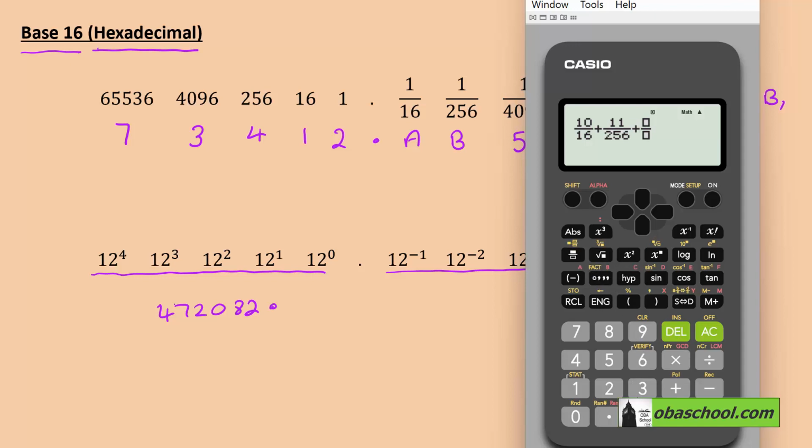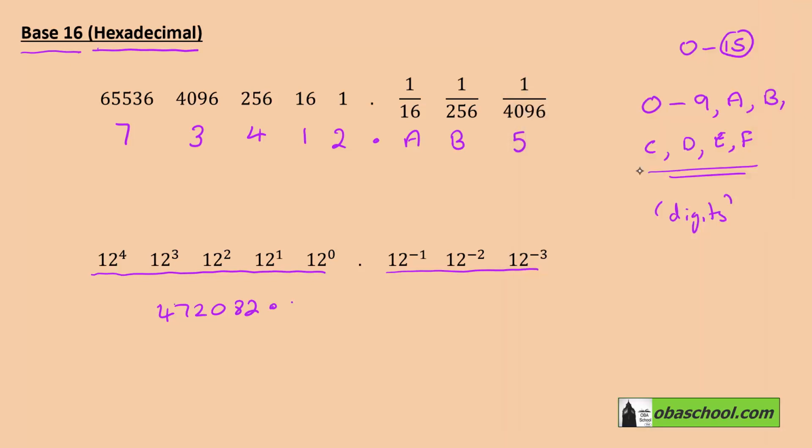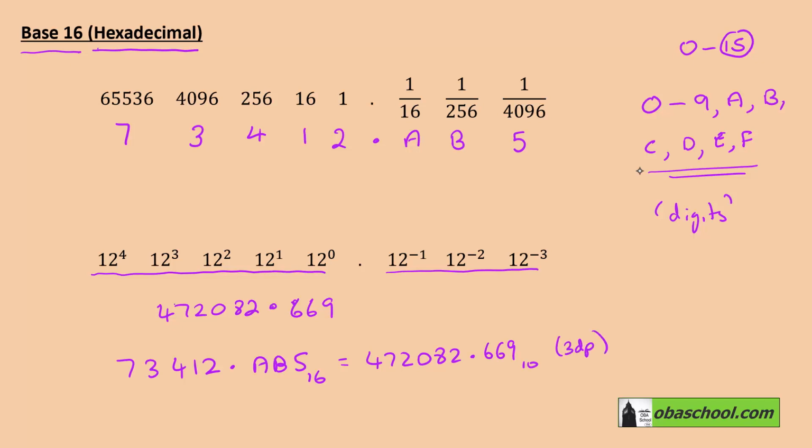And then we've just got 5, which of course represents itself. So we've got 5 over 4096. And that gives us, as a decimal, this number here. Let's just do 3 decimal places, 0.669. And so we can say that 73412.AB5 in base 16 is 472082.669 in base 10, correct to 3 decimal places.